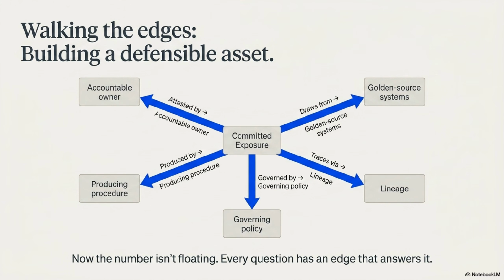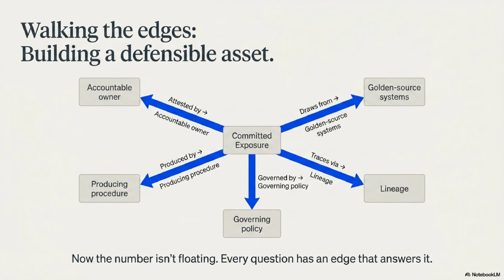Start at the metric. First edge: it draws from its golden source, the system designated as authoritative for that data, not just any system that happens to hold a copy. Next edge, lineage: the traceable path from that source through every transformation to the number on the report, where it came from, and everything that happened to it on the way. Next, the governing policy, the rule that defines how committed exposure is to be calculated and what counts. Next, the producing procedure, the actual documented steps that generate the figure, period after period.